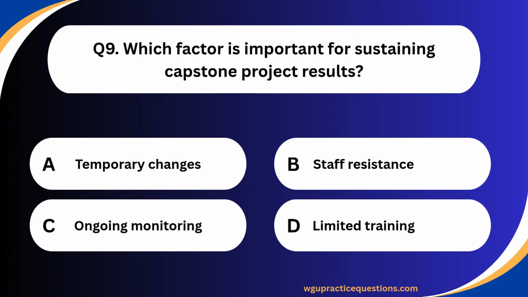Question 9. Which factor is important for sustaining capstone project results? A. Temporary changes. B. Staff resistance. C. Ongoing monitoring. D. Limited training. Which one is the correct answer?